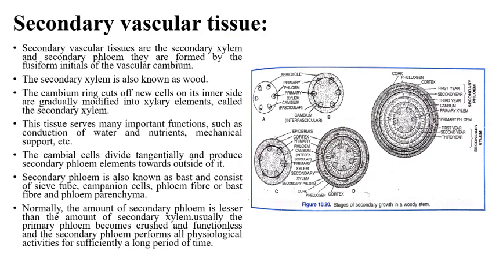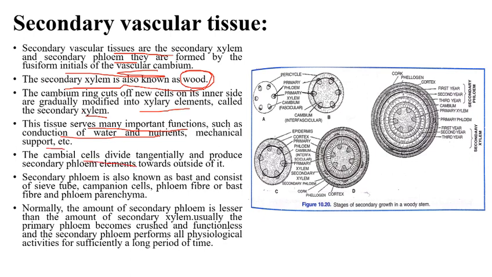Then secondary vascular tissues. Secondary vascular tissues are secondary xylem and secondary phloem. They are formed by the fusiform initials of vascular cambium. The secondary xylem is known as wood. It is very important. The cambium ring cuts off new cells on the inner side and gradually modifies into xylary elements called secondary xylem. The tissue serves many important functions such as conduction of water, nutrients, mechanical support, etc.